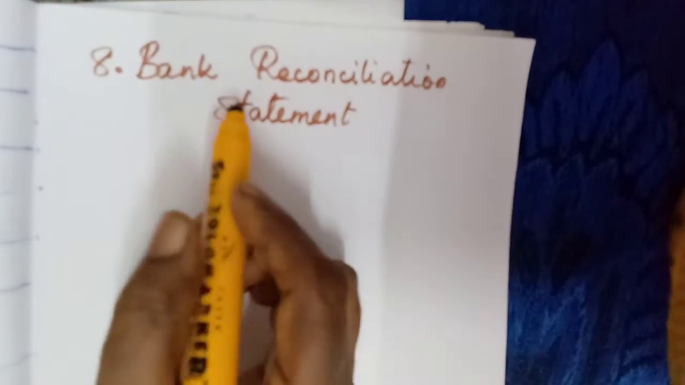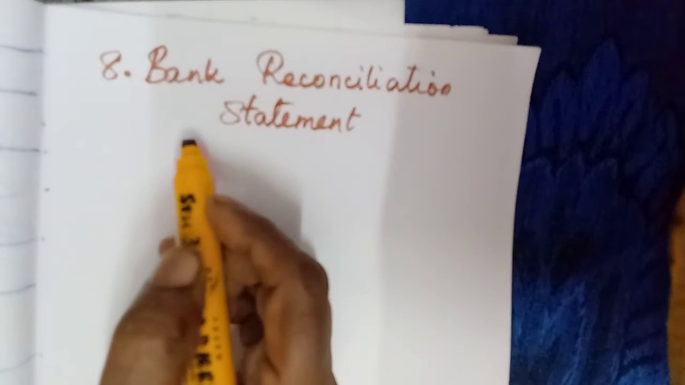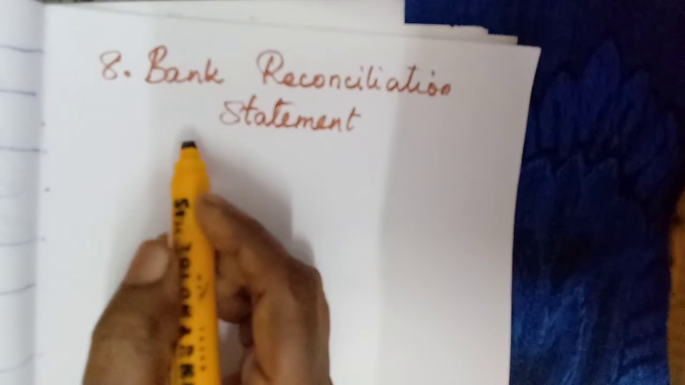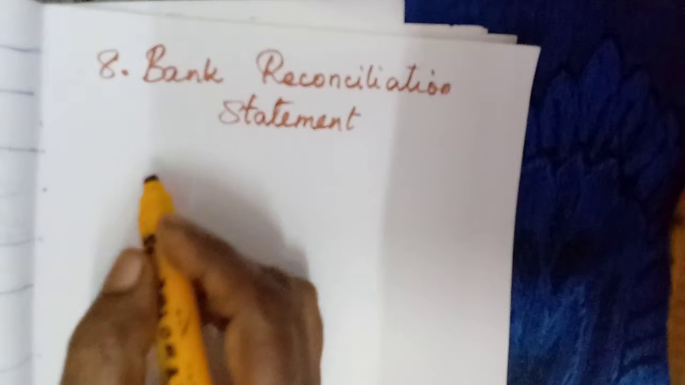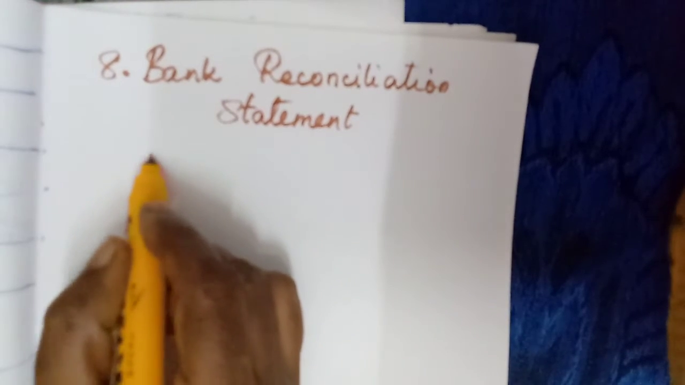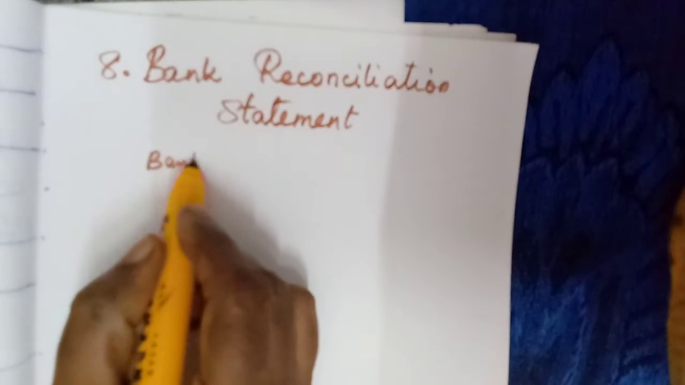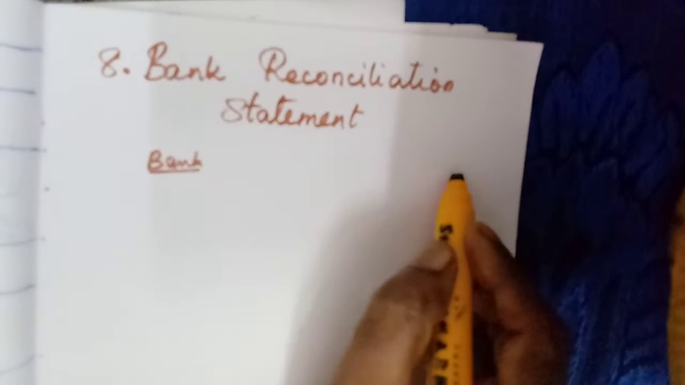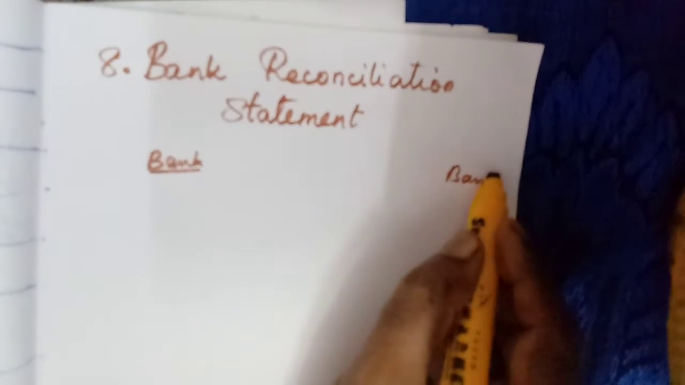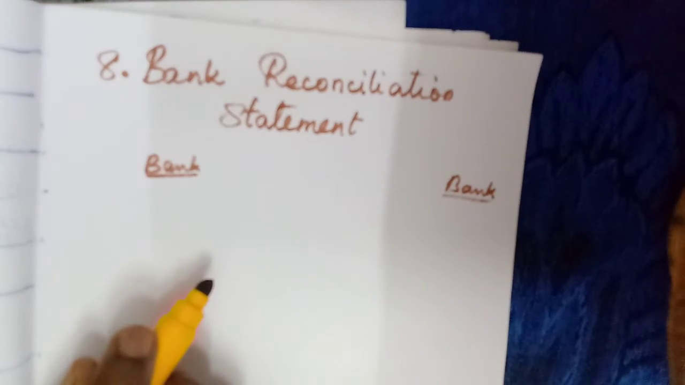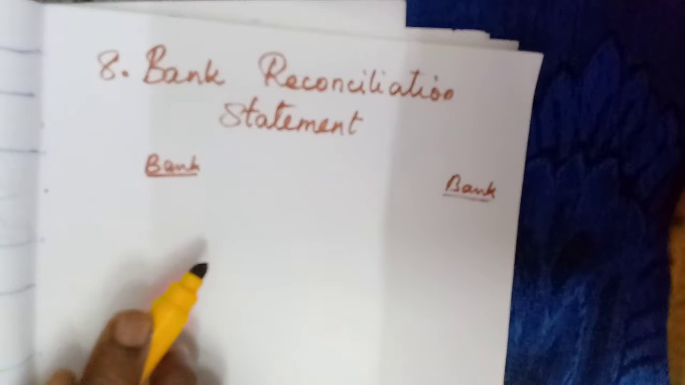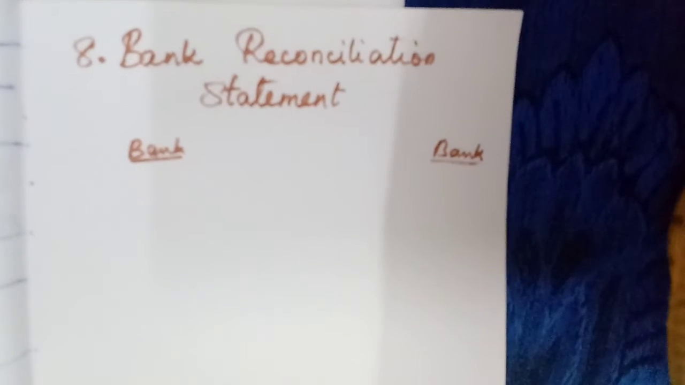Here it is somewhat connected with the seventh chapter, the cash book. Because in the 3 column cash book, we are preparing bank and cash columns. Here the bank is on the debit side and on the credit side 2 columns will be there. That balance shows the bank balance, how much we have in the bank.